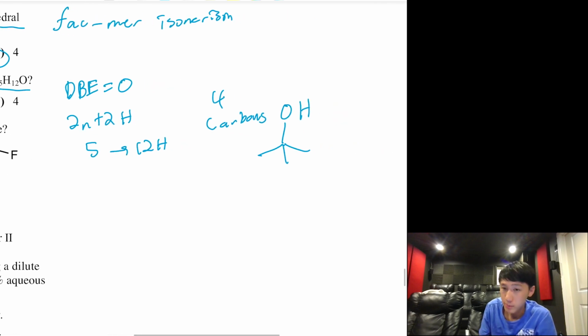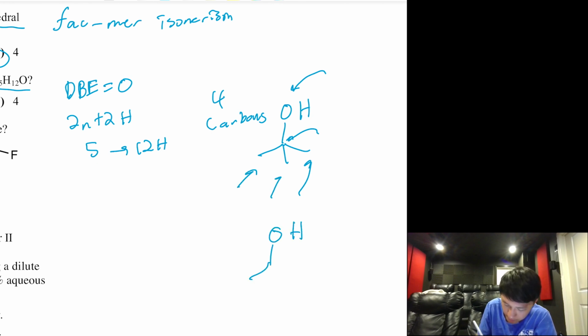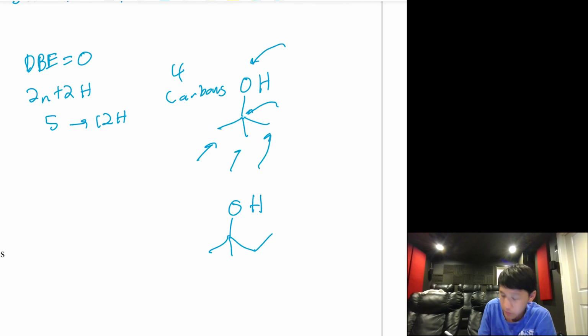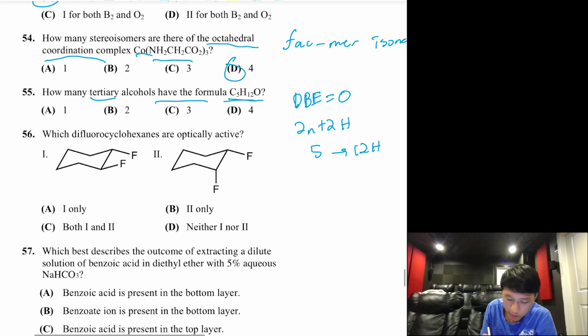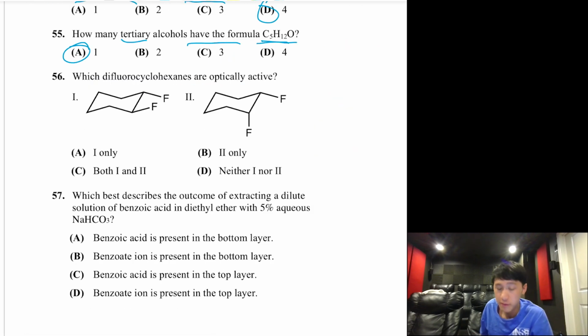Now, our last carbon we have to attach somewhere. We can't attach it to the oxygen because it already has its 2 bonds. And then we can't attach it to this carbon because it already has its 4 bonds. So we would have to attach it to one of these carbons. So this would give us something like so. Now, if you notice that all 3 of these carbons are chemically equivalent, it doesn't matter where we add the final carbon, they're all going to give the same compound. So therefore, there's only one isomer of this chemical formula that is a tertiary alcohol. Therefore, A is correct.